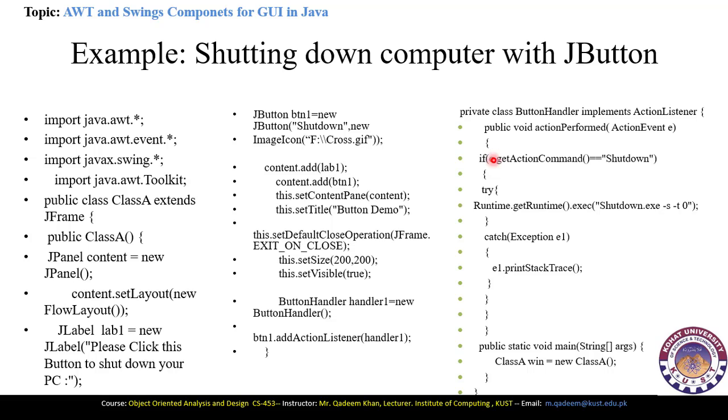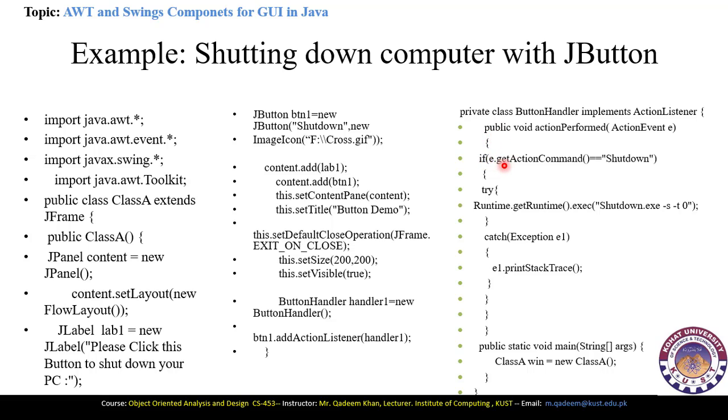Now here we are defining the button handler event. For this purpose we will define this class here. So private class ButtonHandler implements ActionListener. Here ActionListener is the interface class. For public void actionPerformed(ActionEvent e), here we have defined the actionPerformed function, and it is a function having the void data type, but it is public, meaning that it is accessible anywhere.